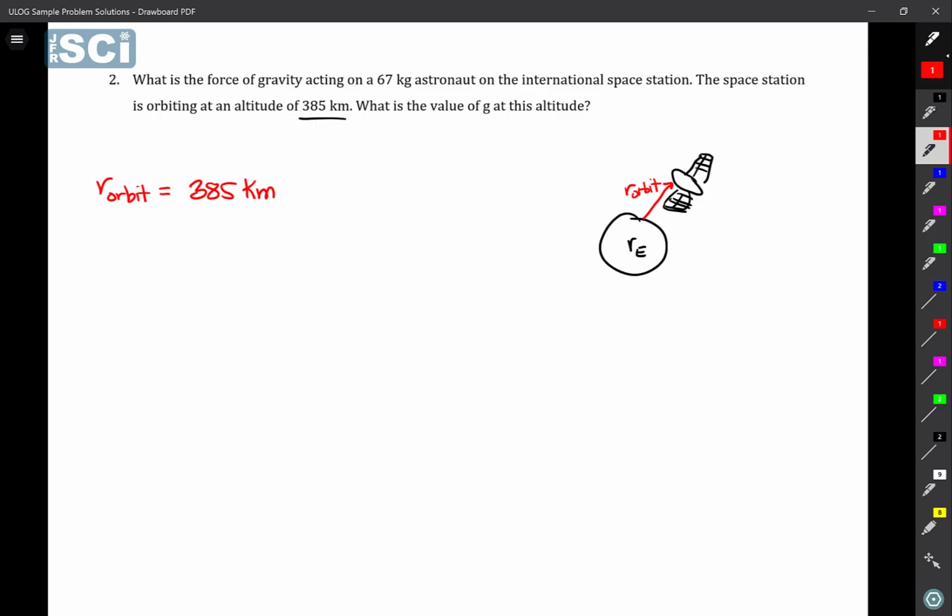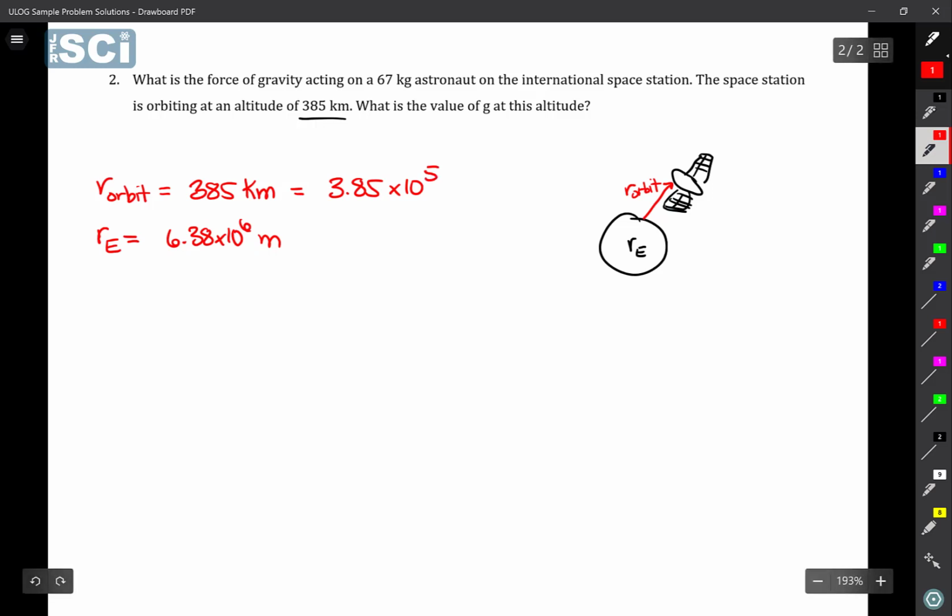We do know the radius of Earth, RE, is 6.38 times 10 to the 6 meters. So this will be 3.85 times 10 to the 5 meters. So they're on the same order. So we should experience some decrease in the gravitational field intensity.